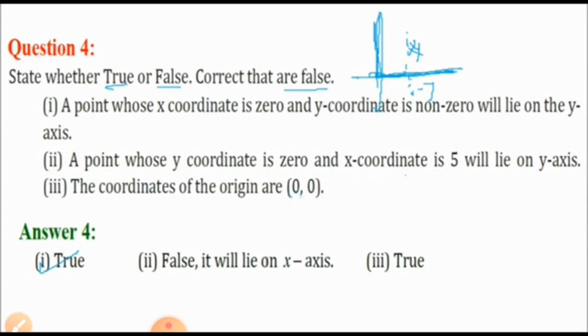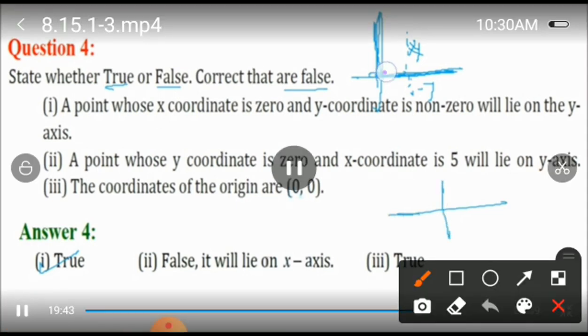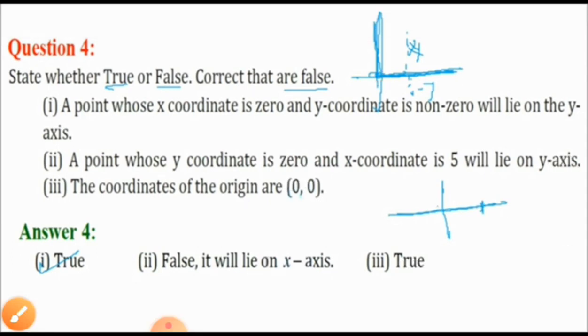Last one. The coordinates of the origin are 0, 0. Yes, origin means the cutting point. Here is the cutting point. Both are 0, 0. The x coordinate is 0 and the y coordinate is also 0. That is called the origin. I think you got a clear idea regarding this one. All the 3 true and false.